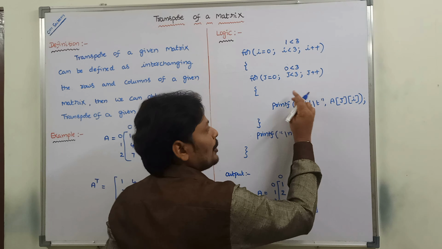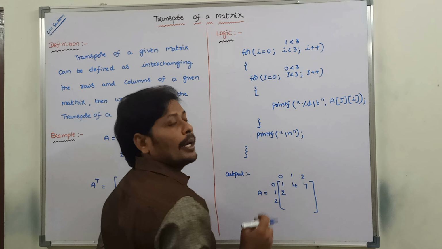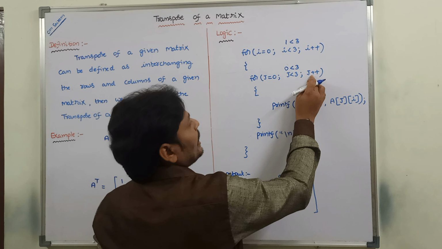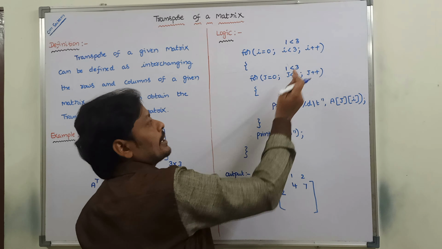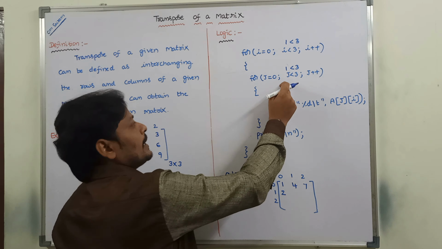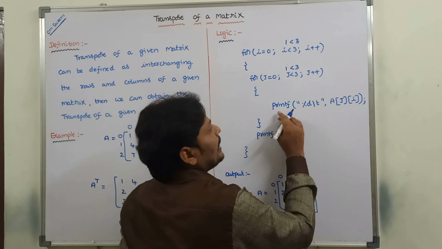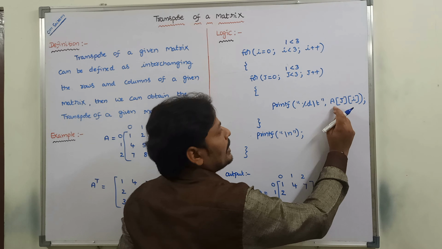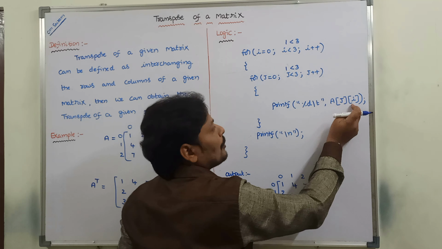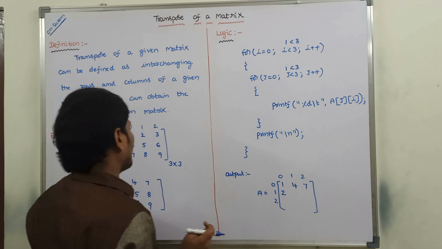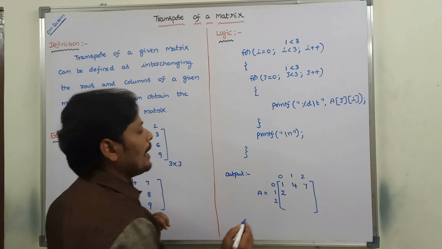So after executing the statement within the body of the inner for loop, again control goes to the inner for loop. J value is incremented. Previous it is 0, now it becomes 1. 1 less than 3. Condition true. If the condition is true, then the control goes to the body of the inner for loop. So printf percentage d slash t, double quotes, A of j of I. What is j value here? 1. What is I value here? 1. A of 1, 1 value is printed. A of 1, 1 value is 5. So 5 is printed.